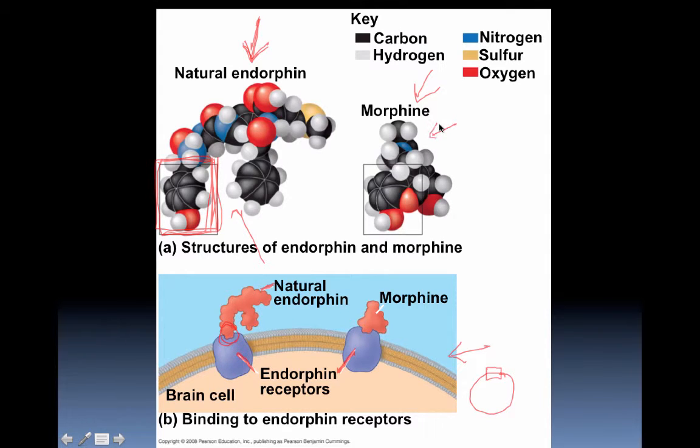Morphine, although a very different molecule if you look at the whole thing, has a region that looks very similar to our endorphin. So morphine, because of this similar three-dimensional shape, is able to bind to the same endorphin receptors on our brain cells and cause those biological effects discussed. This is a close match in shape between two different molecules that allows them both to bind to these brain cell receptors.